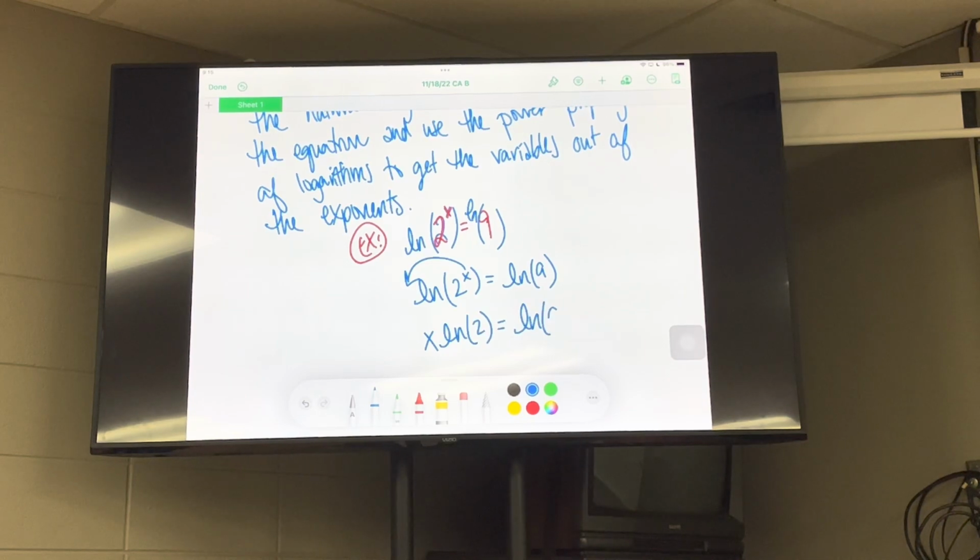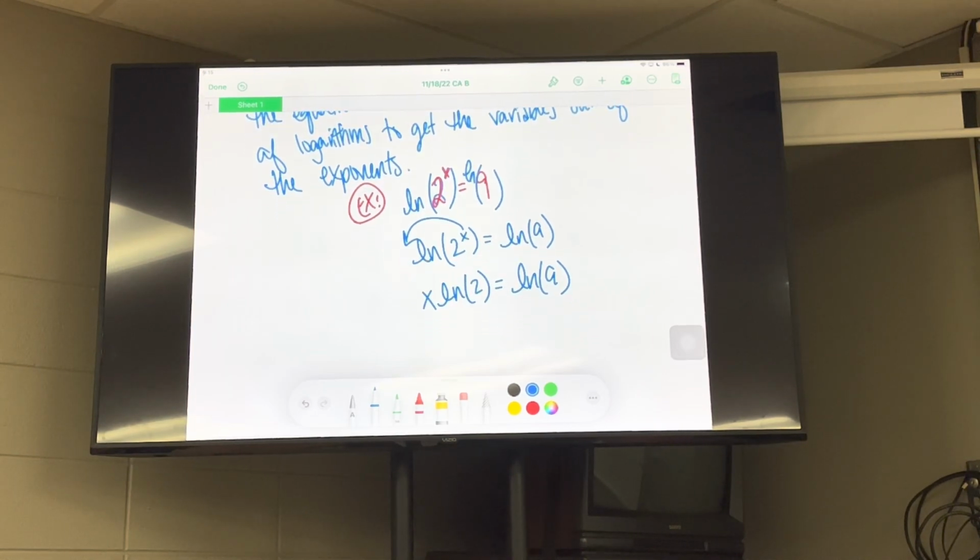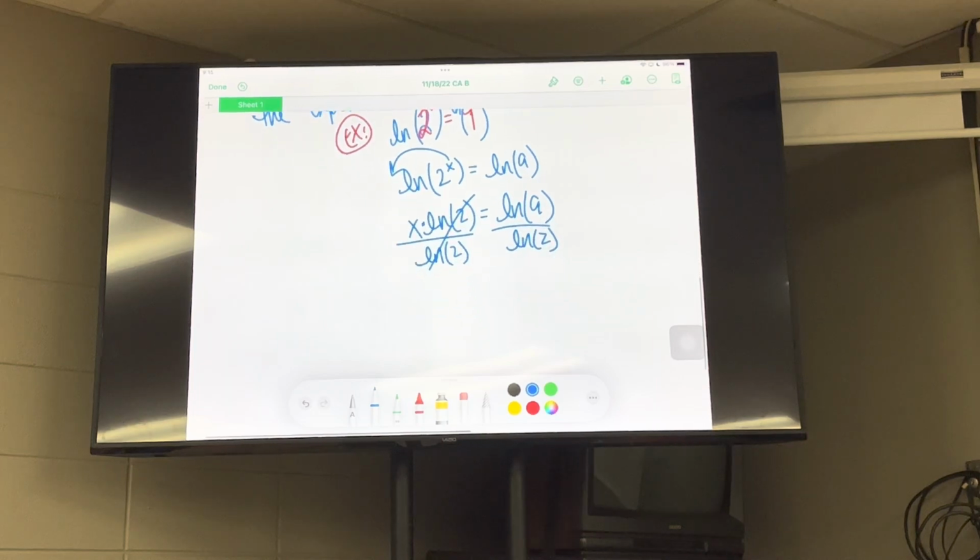The reason that we took the natural log of both sides was so that we could use that property to get the exponent out of the exponent, okay? Now I have x times the natural log of 2. How do I get x by itself? Divide by the ln of 2. So x equals the natural log of 9 over the natural log of 2. And now we have a way to solve problems where you can't get the same base.